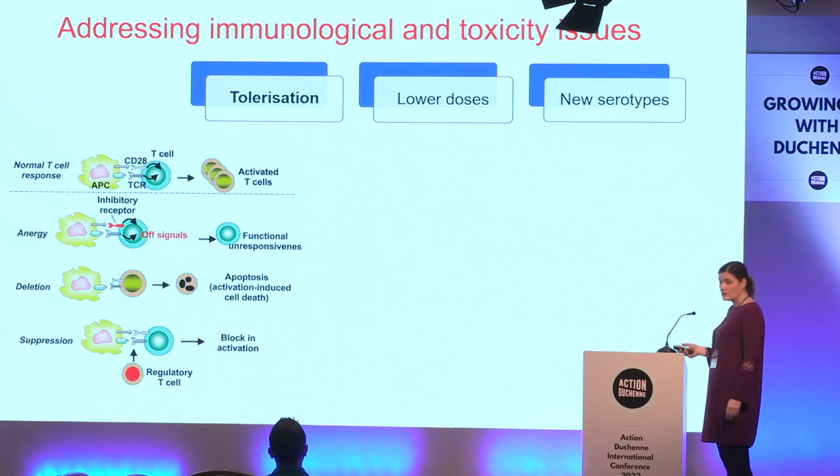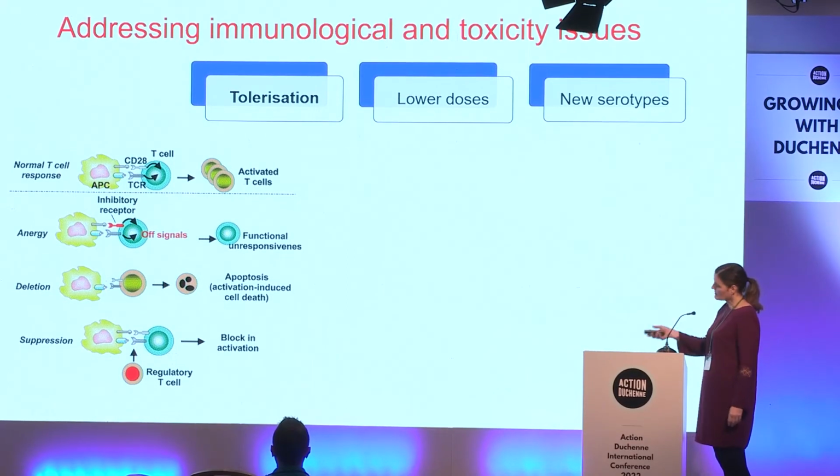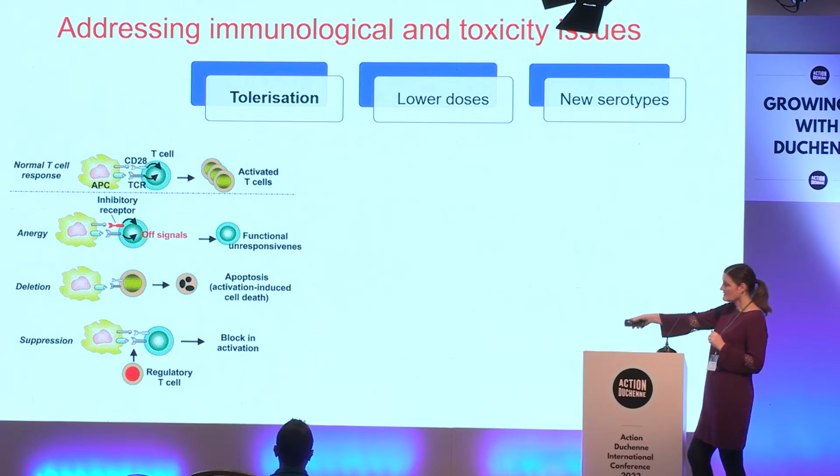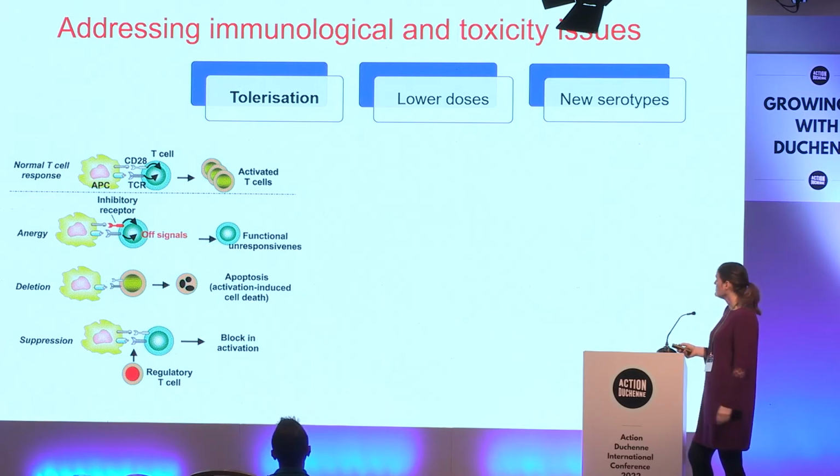So another thing we could do is tolerization. So again, I apologize for the complicated diagram there, but T cells are the part of the immune system that mount the antibody-directed response if you've been exposed to the antigen before, the trigger before. So we can switch off these T cells with various strategies. And the one that people are examining is using what are called regulatory T cells, on the bottom. So these act to block the activated T cells so that they don't mount the immune response.